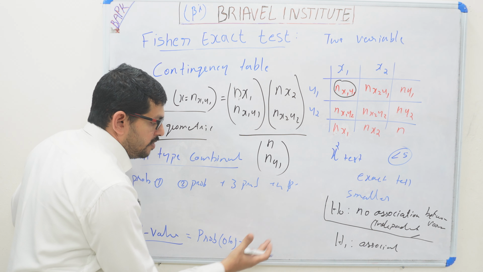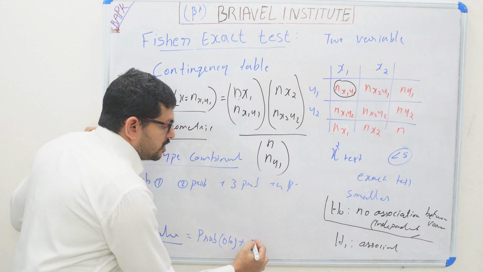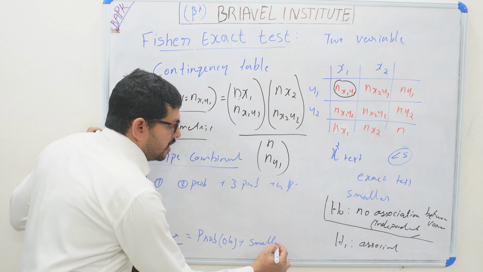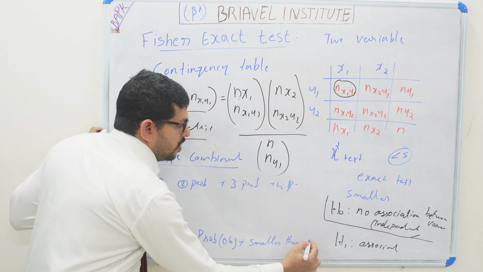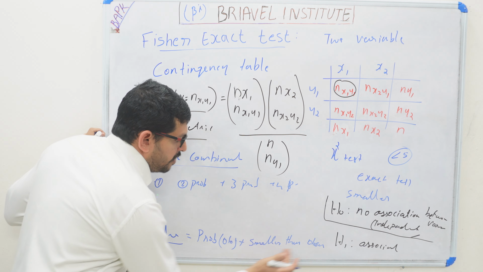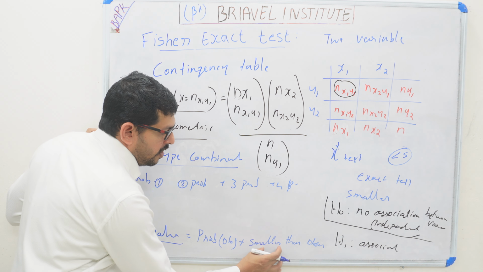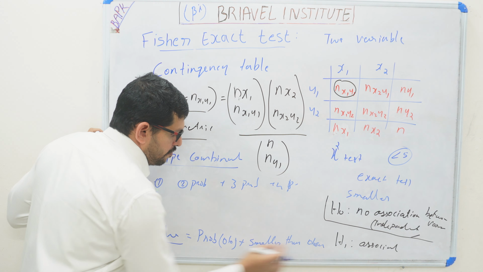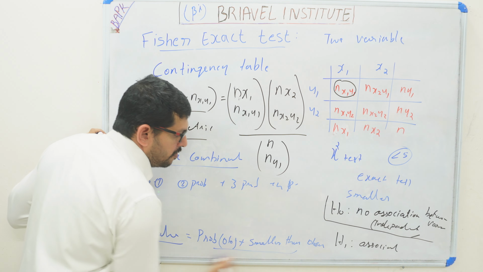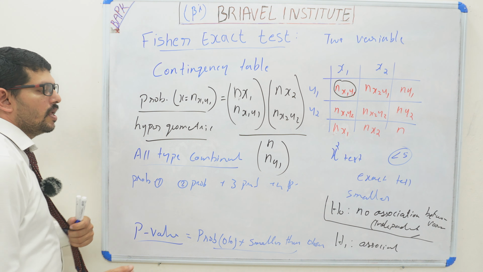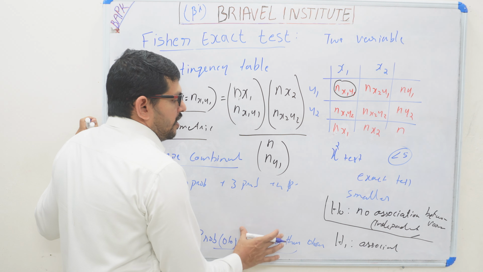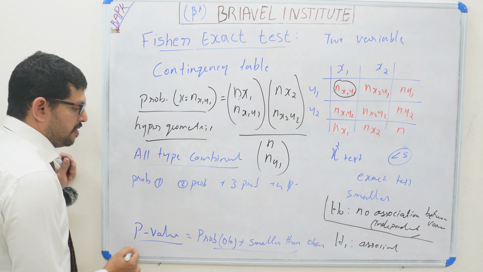These extreme probabilities will be smaller than the observed probability. So we sum the probabilities of all cases smaller than the observed probability, plus this observed probability. This sum will be the p value. That is the p value.